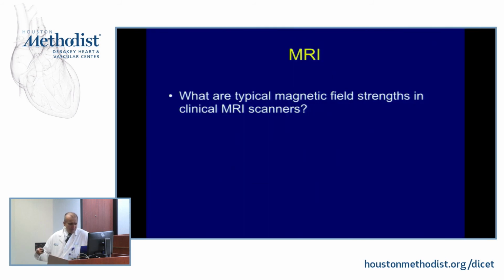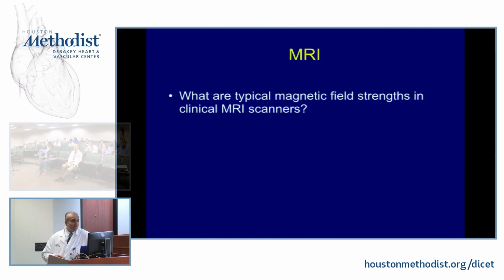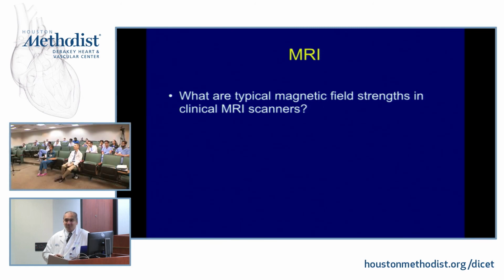So what are the typical field strengths that we use in clinical MRI imaging? Is it 1 Tesla? Is it half a Tesla? Is it 2 Tesla? Come on, you guys. 1.5 and 3, right? Those are the 2 main ones that are used right now.